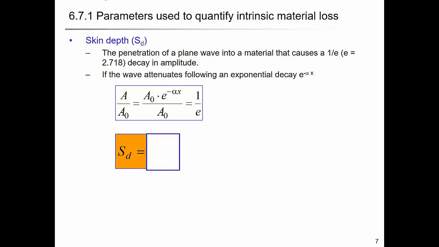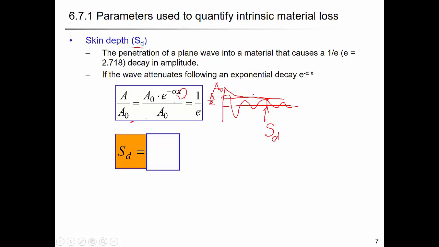And we can also define the skin depth. Skin depth is the penetration depth of a wave into a material that causes 1 over e decay in amplitude. So, for example, this is A naught here, and this is the skin depth. By definition, the amplitude decays to 1 over e times the initial amplitude. Then this x tells you the skin depth.